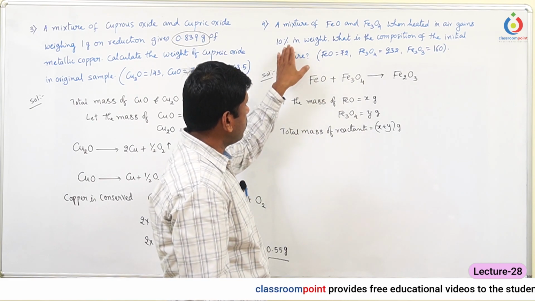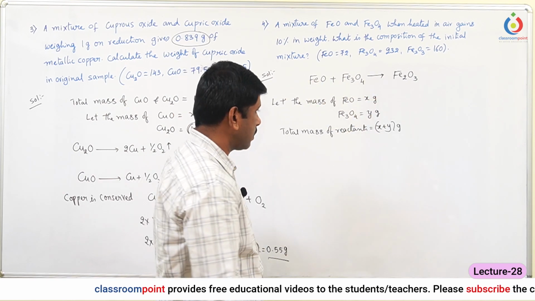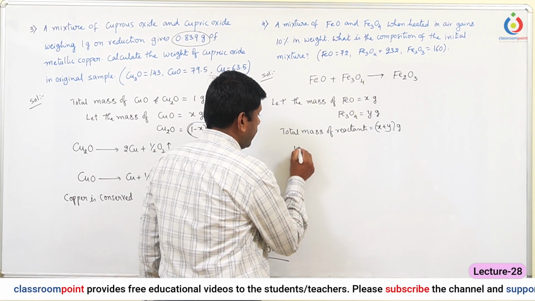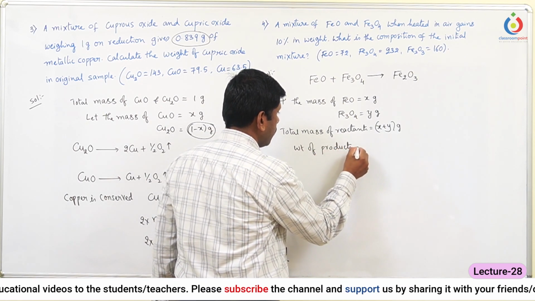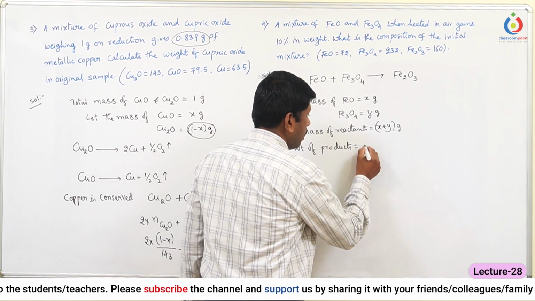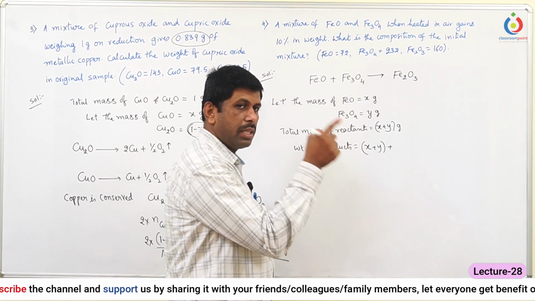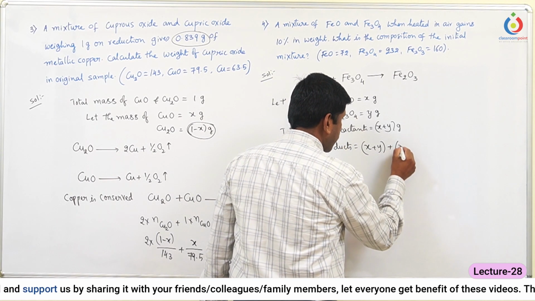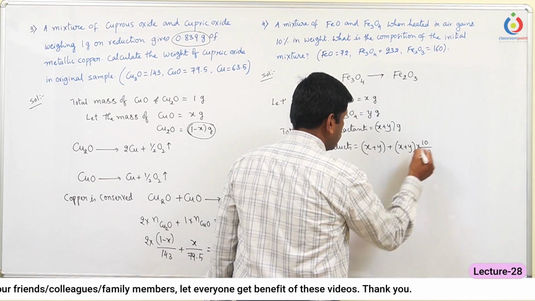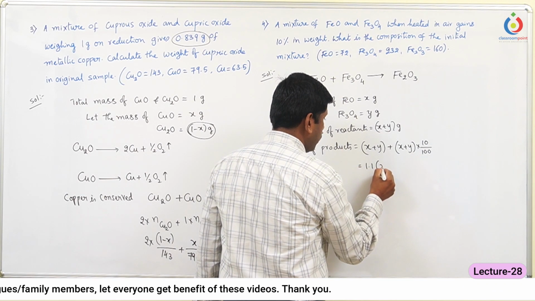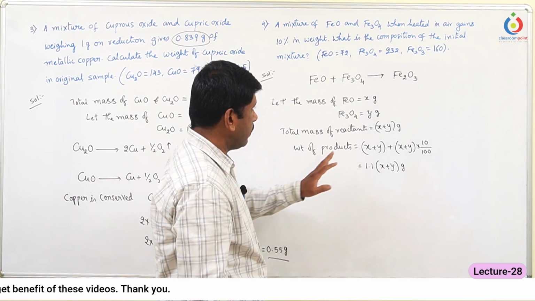But what they said is that there is a 10% increase in the mass of the reactants after they convert into the product. So the weight of the products is x plus y, the weight of the reactants, plus 10% of that, that means x plus y into 10 by 100. So you get 1.1 into x plus y grams. This is the total weight of the product.